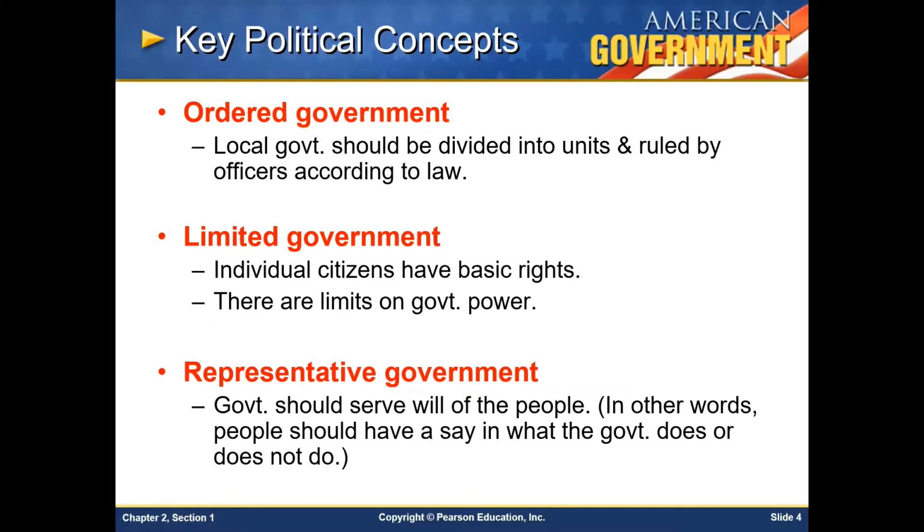With them came the key political concepts of ordered, limited, and representative government. We still have these today, and if you look at the heading of them, you can figure out what they are. The idea of ordered government is that government should be divided into subunits and ruled by officers according to law. So you have a structure and order in place that dictates your government.